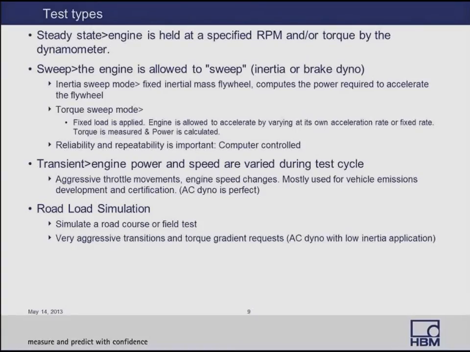So aggressive throttle movements are available and the engine speed changes. But most of the time, this type of test is used for vehicle emissions development and certification. In road load simulation, a simulation of the road course or field is done using the engine. There's a curve that the engine has to follow that simulates or mimics a real-world aggressive driving condition, and that literally indicates that there are torque gradients available. And an AC dyno with low inertia is really popular for this type of test.